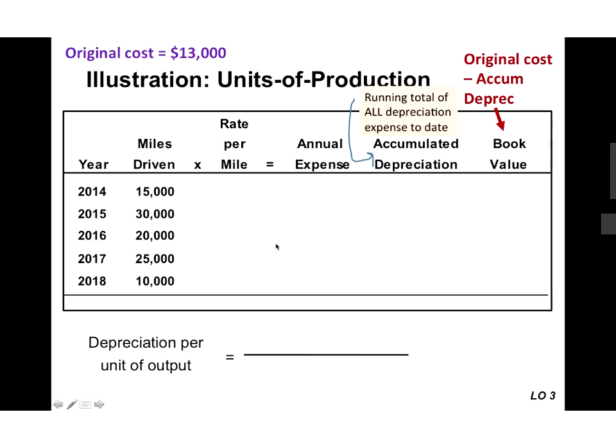So we're going to do a depreciation expense table. We're going to do a schedule because it's going to be different every year now. So we're no longer like straight line where you can just take it and divide and get the same amount each year. So we're going to have a column for miles driven, a column for rate per mile, gives us our annual expense, and then we'll have accumulated depreciation and book value. So you want to set up your table to look like that.